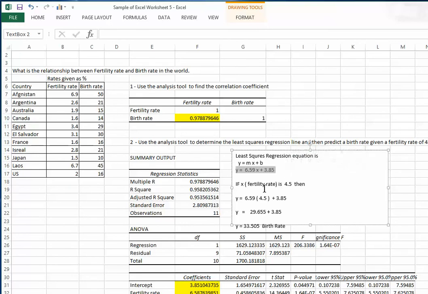Now, if I want to do a prediction, if the fertility rate is 4.5, I replace the x with the 4.5. Working it through, multiply 6.59 times 4.5, then adding it to 3.58, and I end up with 33.505. So when the fertility rate is 4.5, I'm going to predict that the birth rate for a country will be 33.5. And that is how you're going to go about working the Excel worksheet number 5.